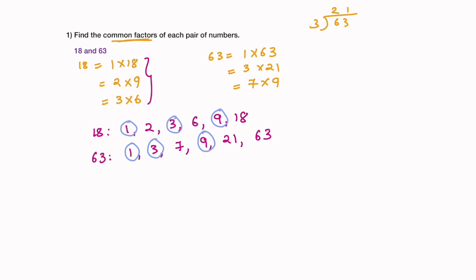So we can say that the common factors, right? I'm just going to write CF here, but you will write it common factors. You write the whole sentence. Common factors of 18 and 63 are 1, 3, 9. These are the common factors. And it's done. Simple, right? Let's go for the next one.